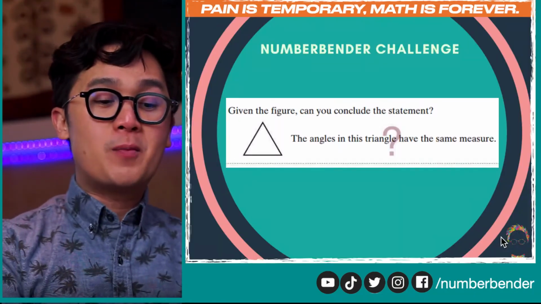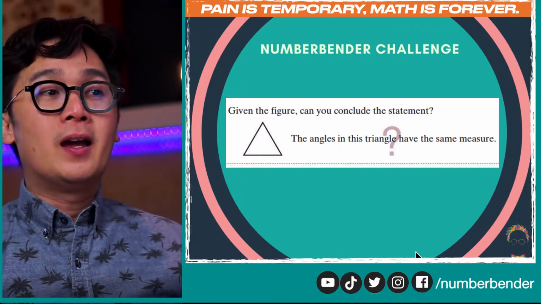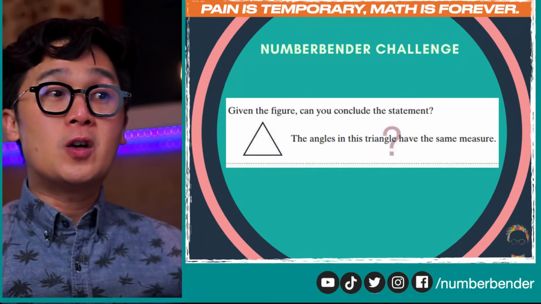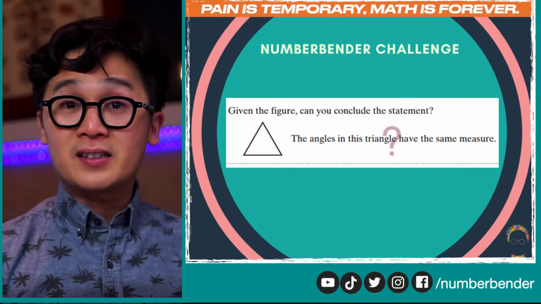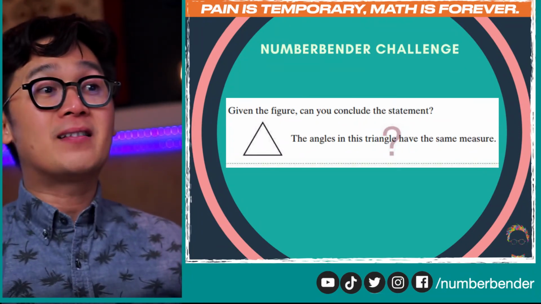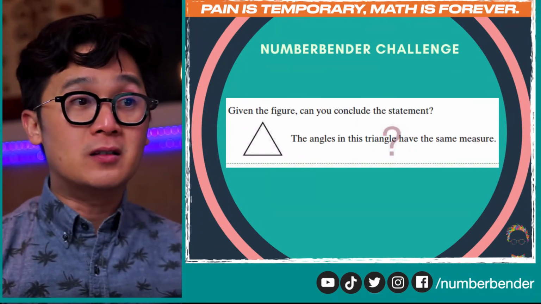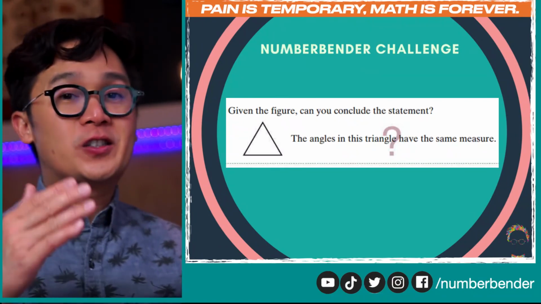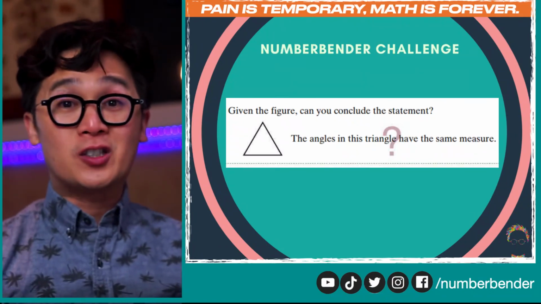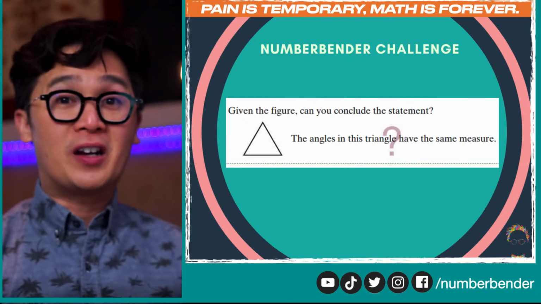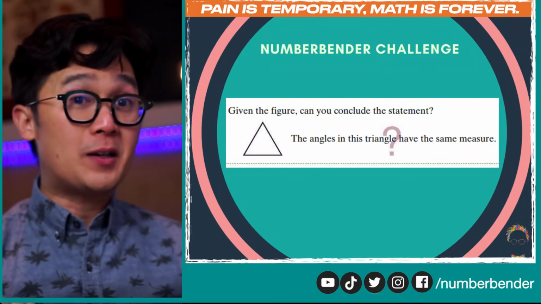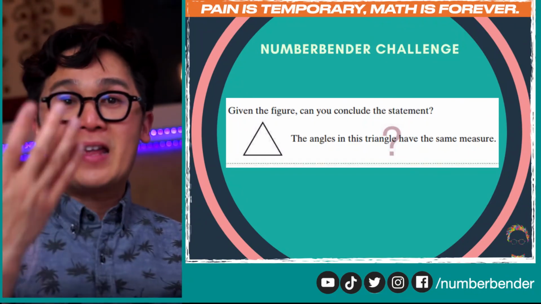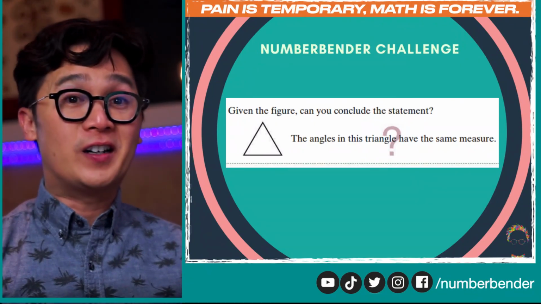And for your Numberbender challenge for today, given the figure that you are seeing, can you conclude that this statement is correct? The statement is that the angles in this triangle have the same measure. So write down your answer, tell me if you can verify that this is a true or false statement, and tell me why using the mathematical system that we have learned today.